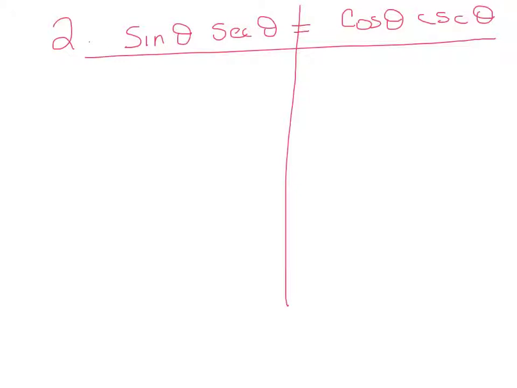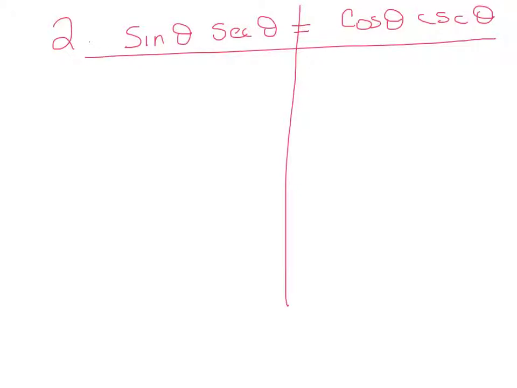So this one is mostly like secant. On the left side is sine, and then secant is 1 over cosine. So it would be sine over cosine, and that would be what? Tangent. So on the left side, it seems like it's going to be tangent. Now, what about on the right side?